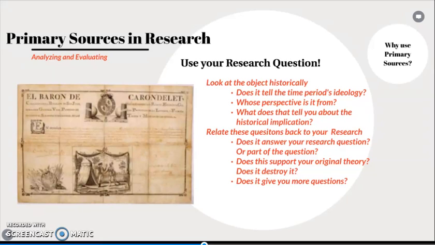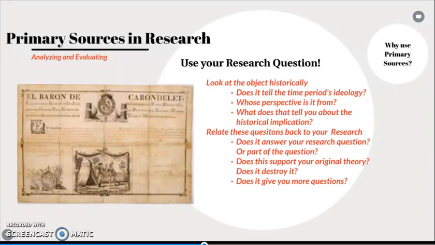Use this research question to look at the object from historical context. Does it tell the time period's ideology? Does this object use language that could give you an idea about how people thought during that time period? Whose perspective is it from? Who created this object? Is it a woman using a man's pen name because women authors weren't accepted? What does this tell you about the historical implication? What does this perspective say about history, about the time period, about the culture?